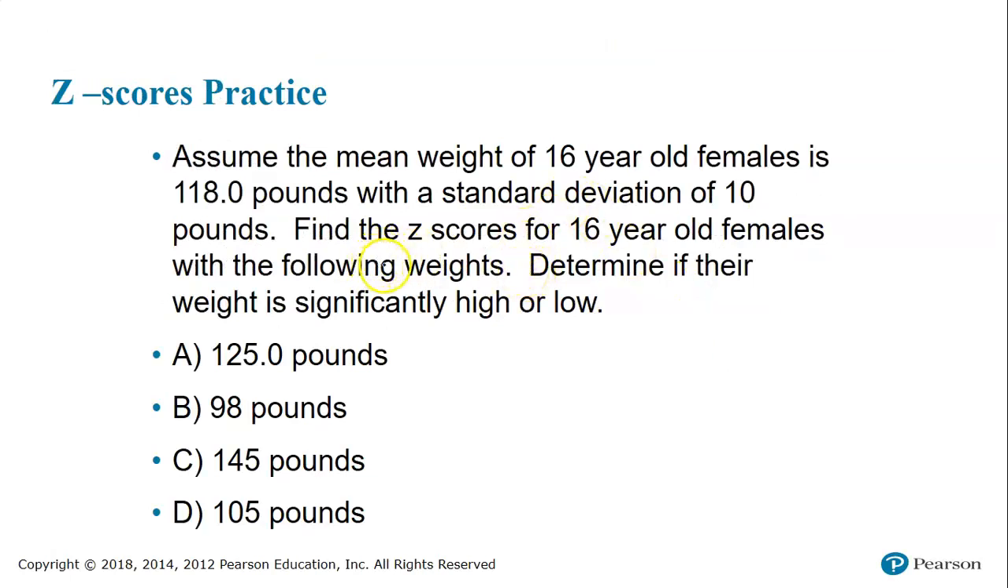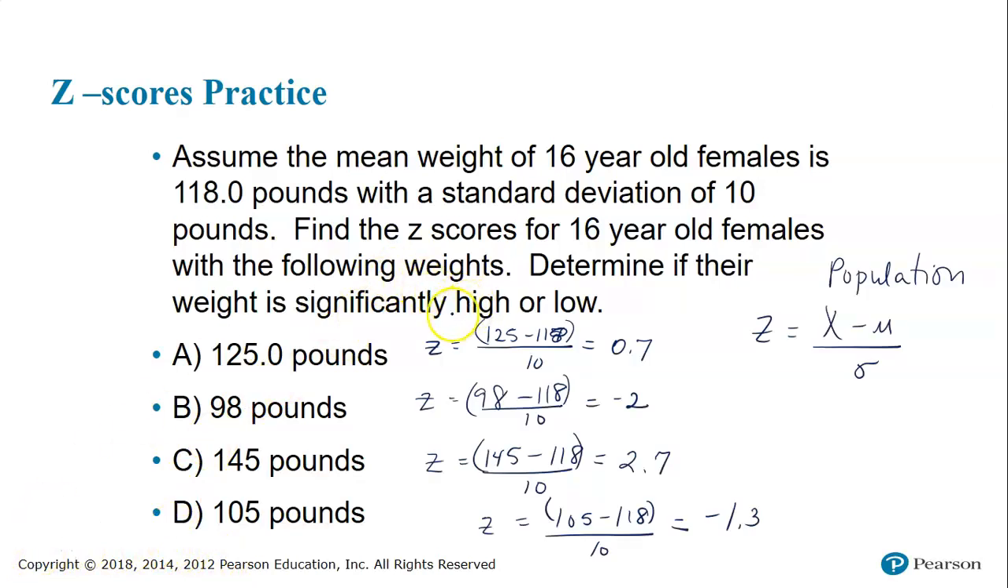Okay, here's an example for finding z-scores that I would like for you to pause the video and practice with. Okay, these are the z-scores that you should have gotten when you did the calculation.